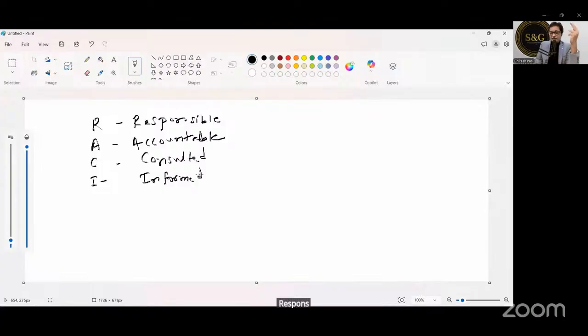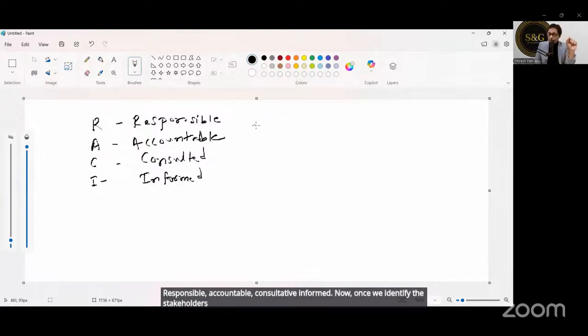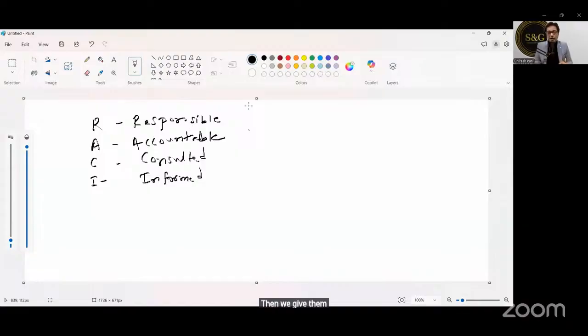Responsible, accountable, consulted, and informed. Now once we identify the stakeholders, then we give them who is responsible for what. Now what is responsible and accountable, the difference?